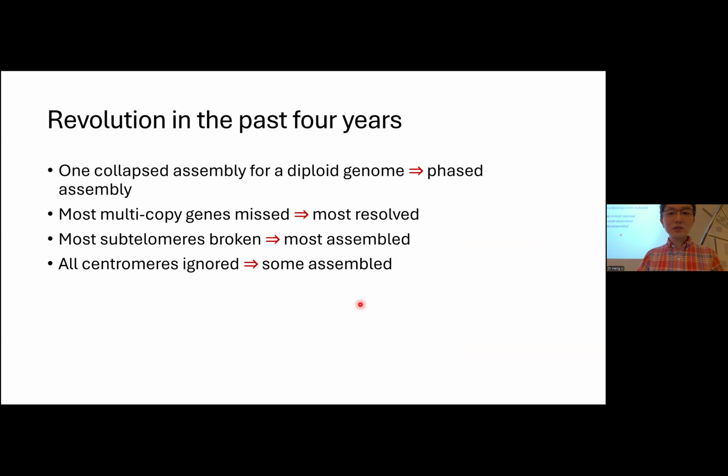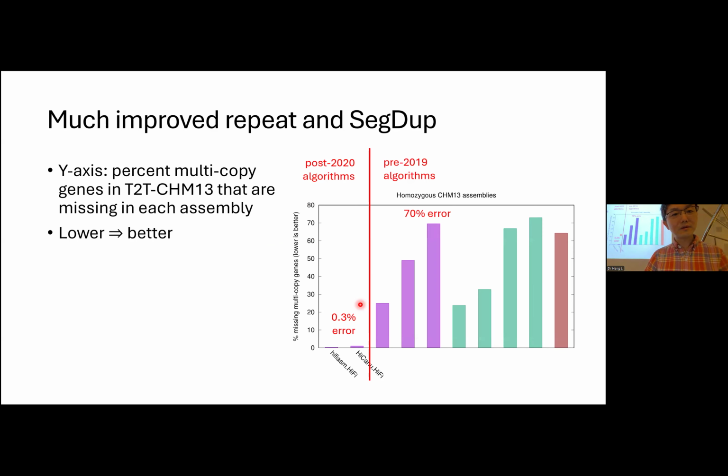And if you check the assembly from say 4 to 5 years ago, it's crappy in comparison to now. And what's the difference? In old days, a human diploid genome has a paternal copy and a maternal copy. Typically, several years ago, people would collapse them. For a diploid genome, you only get one assembly, and it removes all the phasing information. It also misses most multi-copy genes, and all these problems. But this is solved by the recent assemblers.